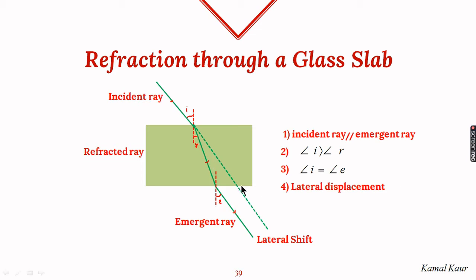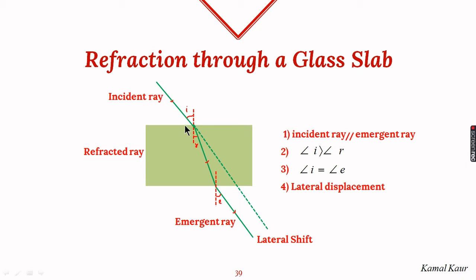This was the original path of the incident ray, but when the ray comes out of the glass slab, it comes out from here. So it has been displaced to one side, and we call it lateral displacement. So in this case, there is lateral displacement, which is also called lateral shift. While performing this experiment, we need to take a few precautions.